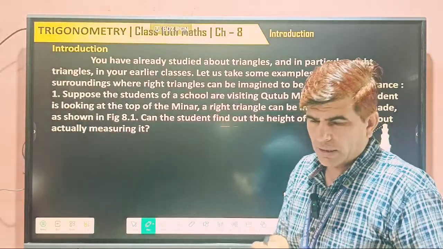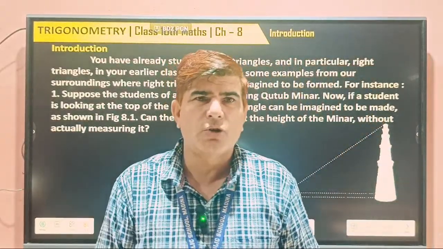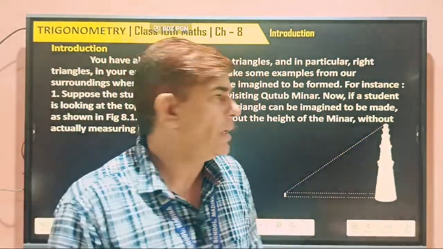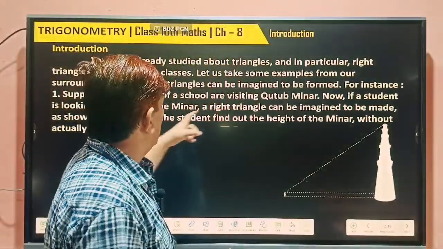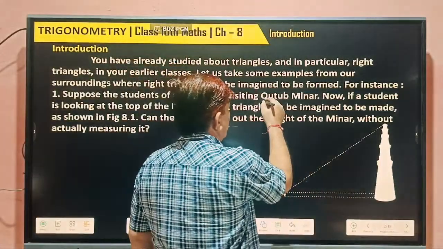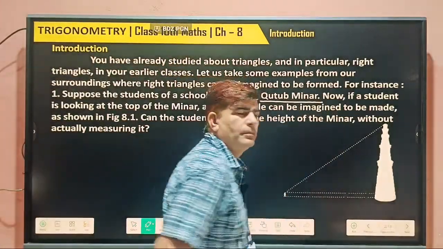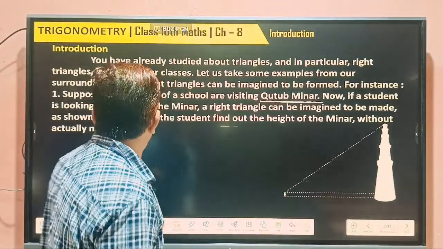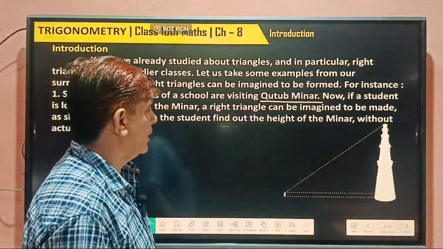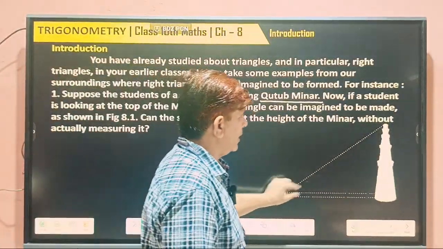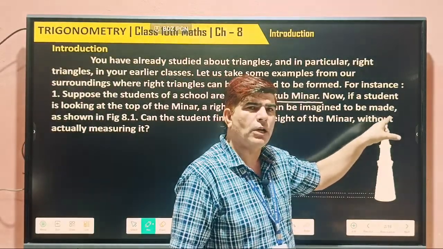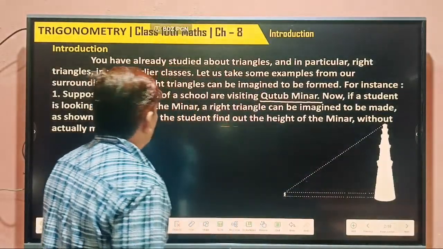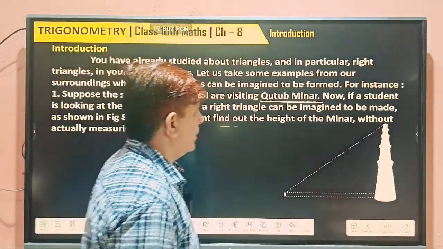So there is a school whose students have gone to Delhi for a trip or tour, visiting Qutub Minar. You know where Qutub Minar is? In Delhi. Now, if a student is standing here and looking at the top of the Qutub Minar, a right angle is imagined.